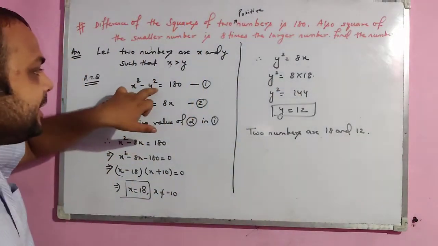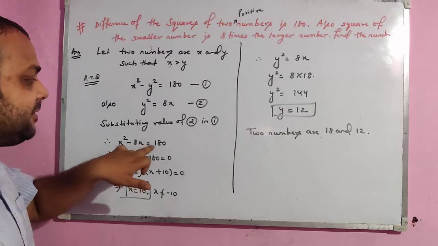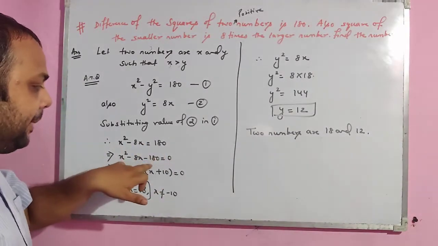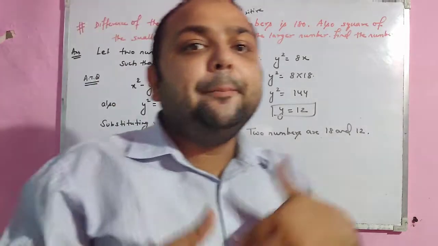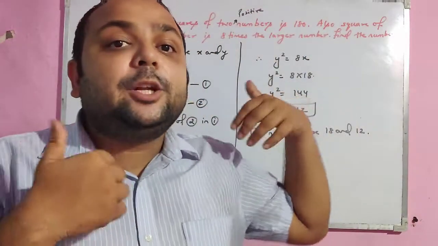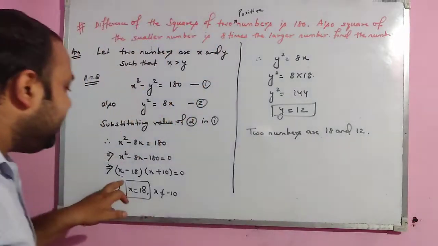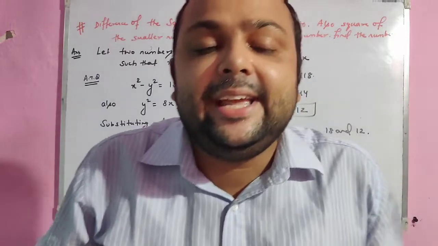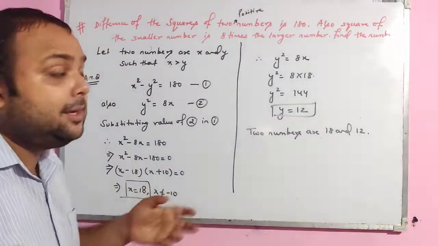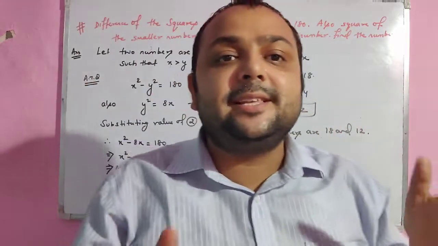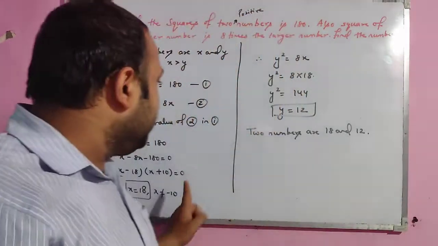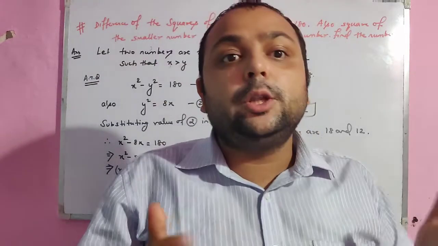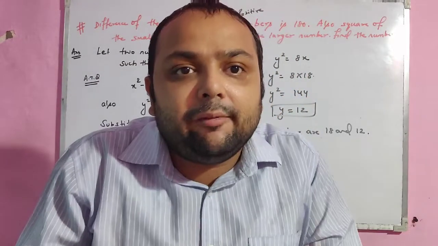Just putting the value of y square here, we get x square minus 8x equal to 180. Taking it to the left side, x square minus 8x minus 180 equal to 0. Simplifying it by the method of splitting the middle term, we get (x minus 18)(x plus 10). After simplifying, we get the value x equal to 18 and x equal to minus 10. Since they are positive, the answer is x equal to 18. Substituting this in equation 2, we get y equal to 12. So the two numbers are 18 and 12.